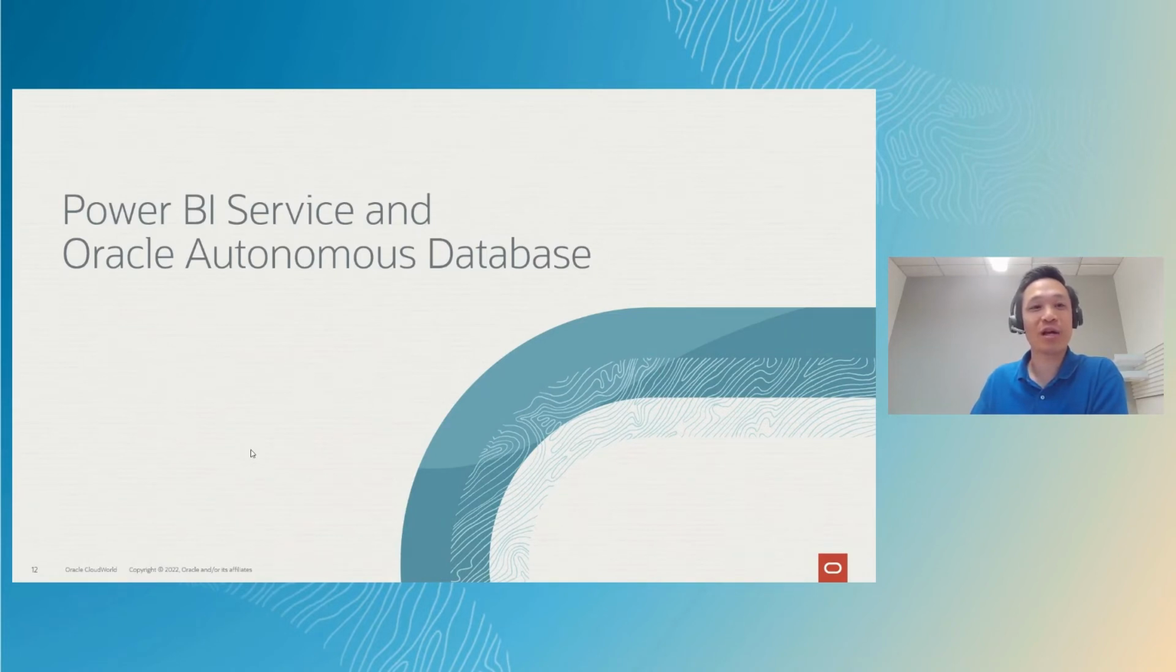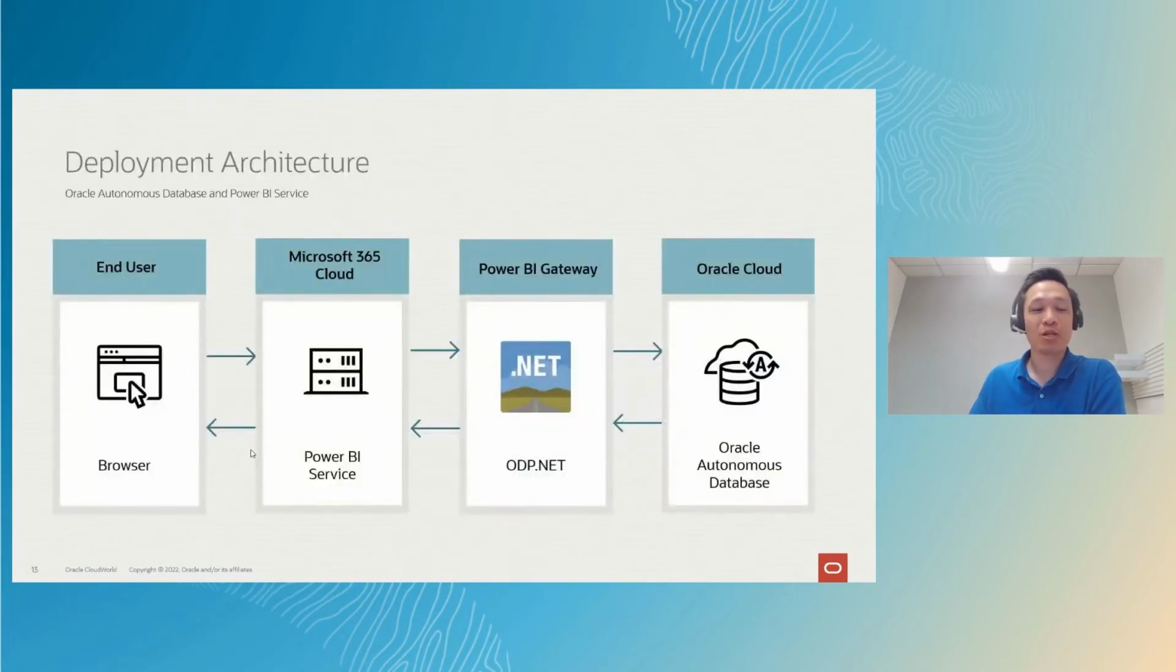Let's learn a little bit about using the SaaS service, Power BI service, to Oracle Autonomous Database. So the architecture of the Power BI service with Oracle Autonomous Database is a bit different than Power BI Desktop. Let me just explain the flow. If you're an end user of Power BI service, you'll have a browser, and that browser will make a query to the Power BI service. So it'll go to the Microsoft 365 cloud. It'll say, return me these results you request, and then it will talk to ODP.NET.